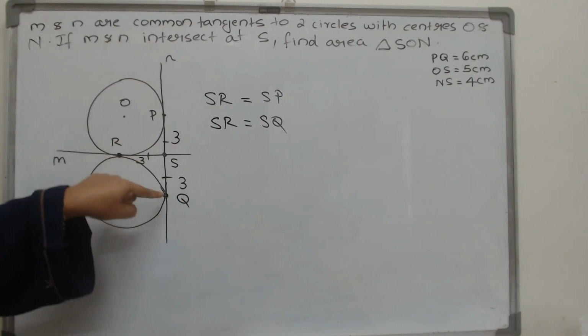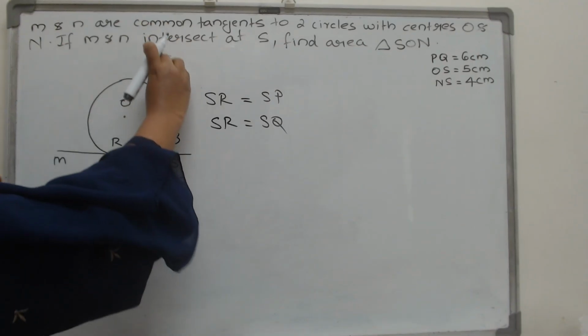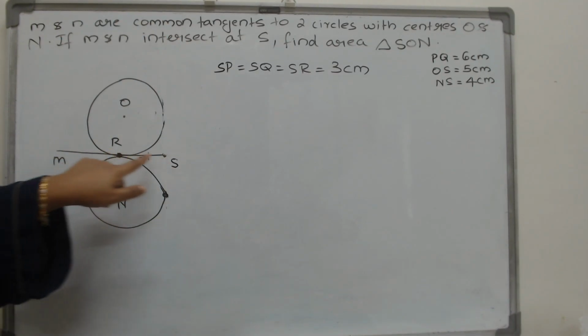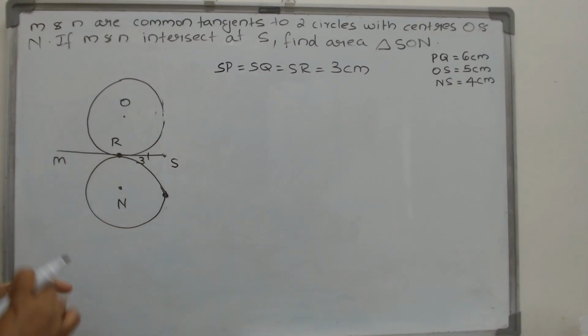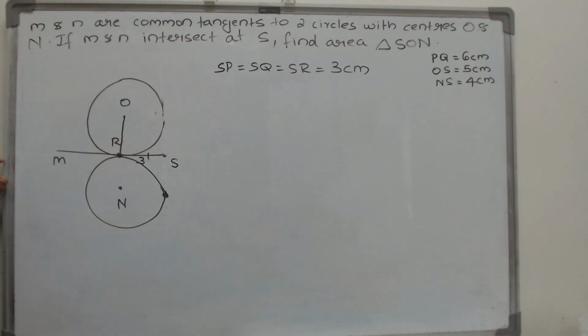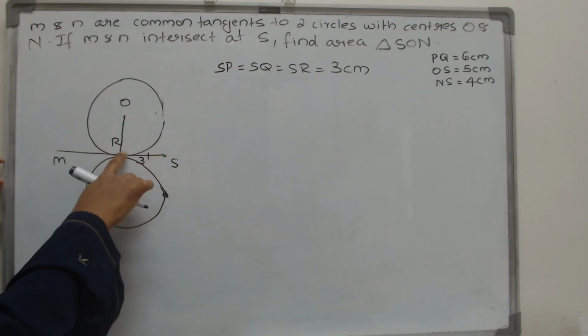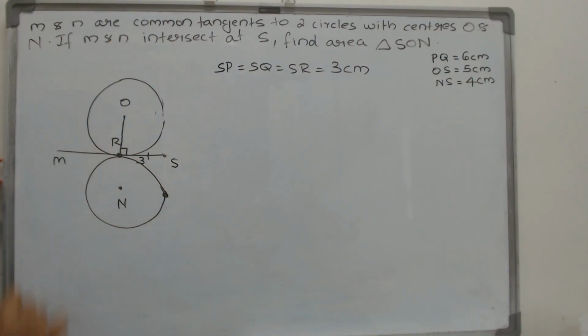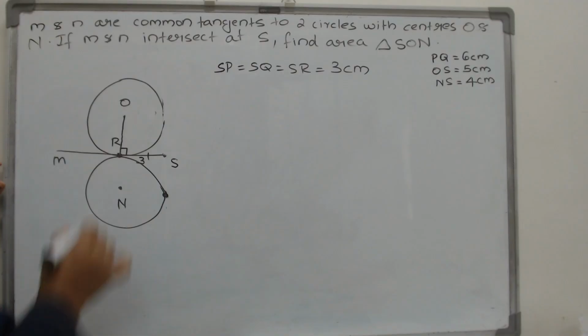Now this tangent N has served its purpose, so we can remove it. We just needed to find that this RS is 3 centimeters. Now what can you say about OR? It is a radius. And what do we know about the tangent at the radius? At the point of contact, they are perpendicular to each other.